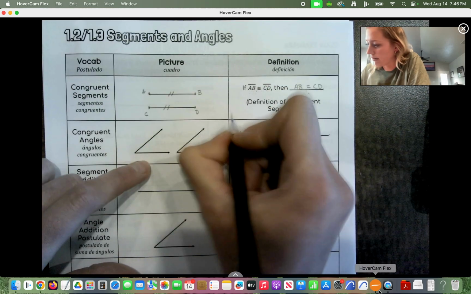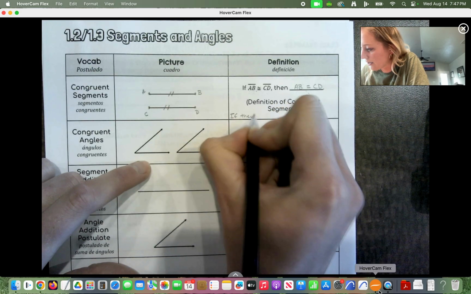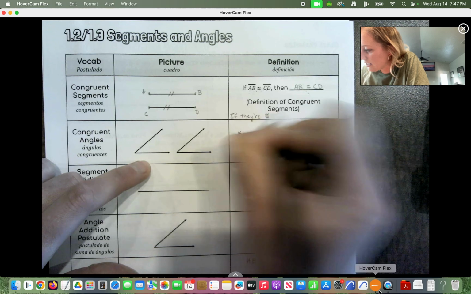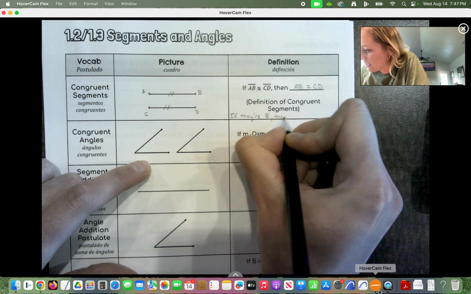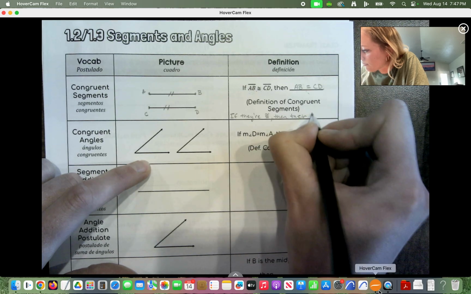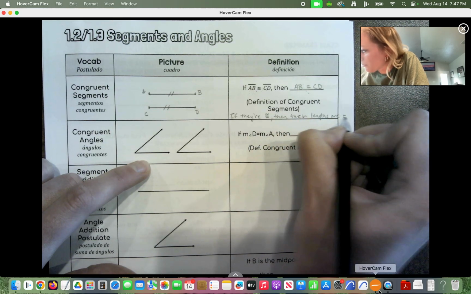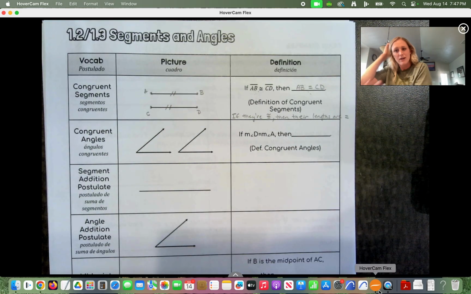I'm actually going to even write that down here, you guys. If they're congruent, then their lengths are equal. So that's what that says in words.